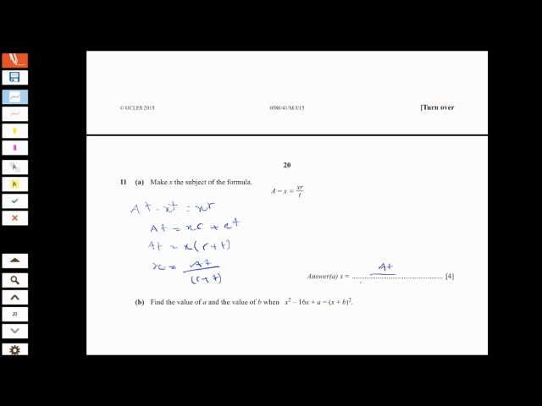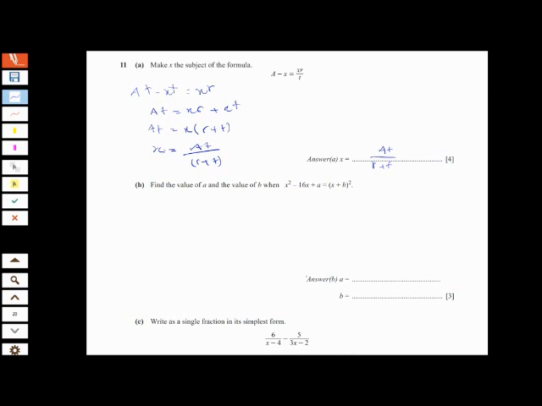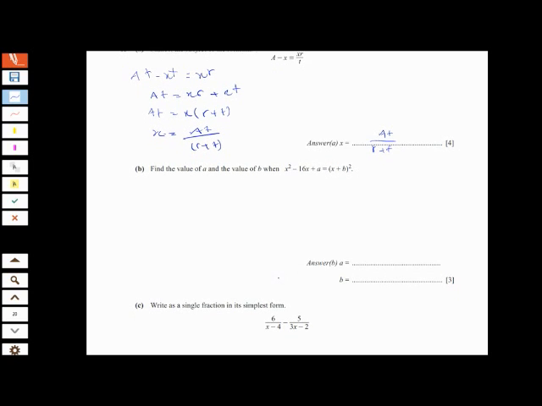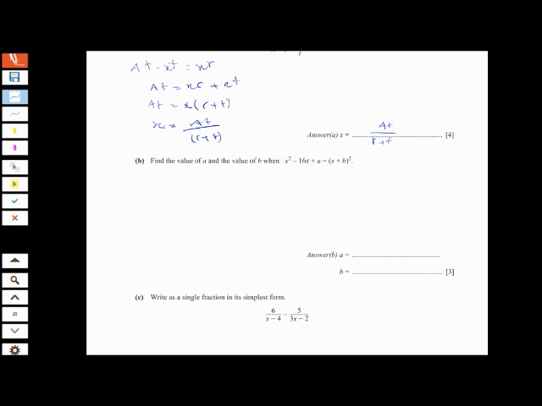Right, now find the value of a and the value of b. Now there are two unknowns in one equation. What does that mean? When you see something like this, you straight away know that this is a comparing question. You have to compare both sides. So x squared minus 16x plus a equals, expand this. How to expand it? x squared, then for the middle term 2bx, and then plus b squared.